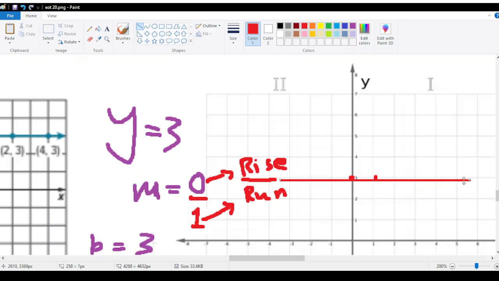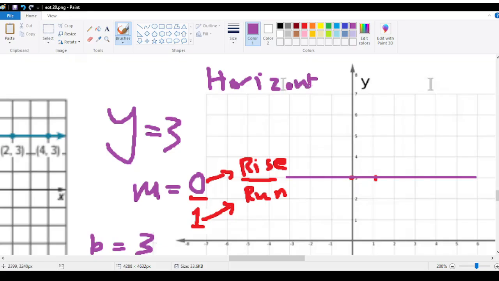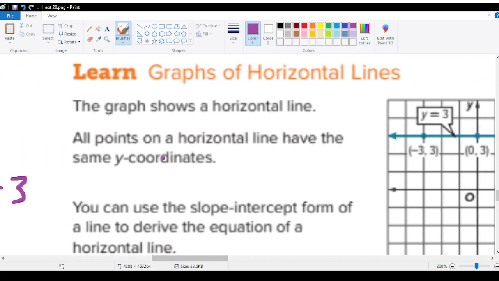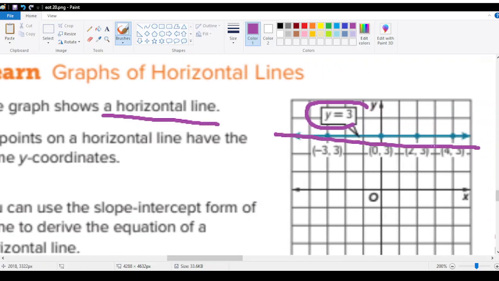Now, what is the type of this line? It is a horizontal line. If there is only the b, or if there is no x, that means it is a horizontal line. There is no slope, no incline, no change. That's why it's horizontal. If you go back to the PDF and read what they wrote, the graph shows a horizontal line. Because it's y equals 3, I will draw quickly: I go to the 3 and draw a horizontal line on the 3.